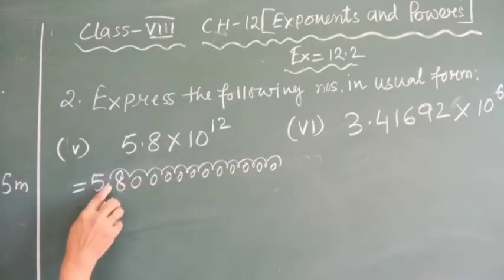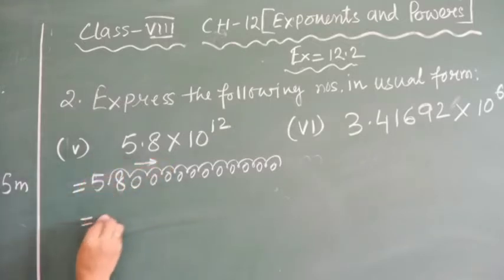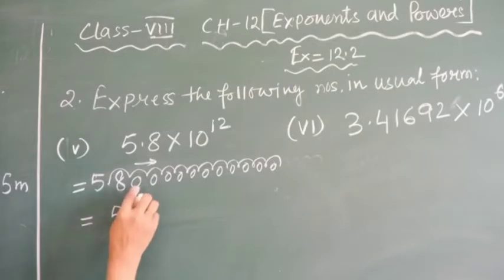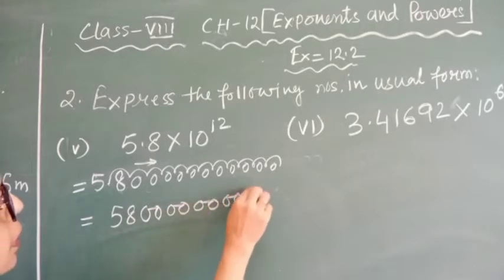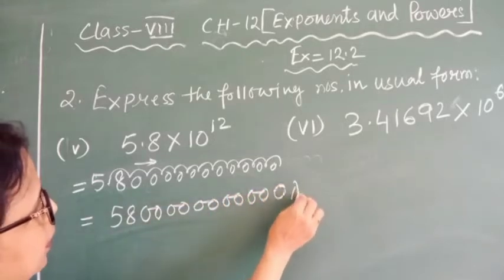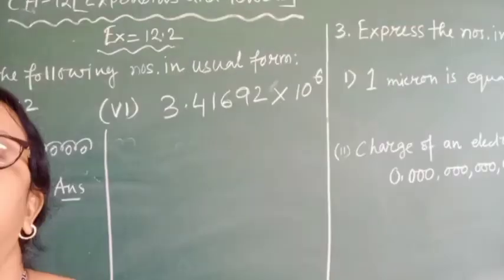Now can you see the point is moving to the right side? So the result will be 5, 8, then 11 zeros. 1, 2, 3, 4, 5, 6, 7, 8, 9, 10, 11. And this will be the answer in usual form. Understood? Now come to the next sum.